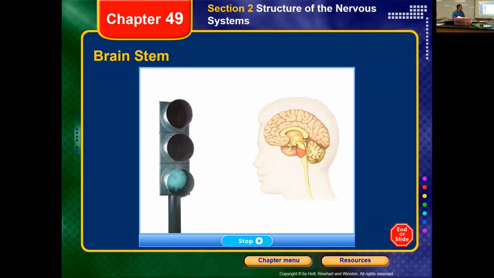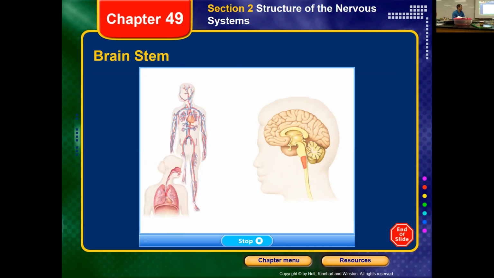The pons serves as a relay center between the cerebral cortex and the medulla oblongata, between the two hemispheres of the cerebellum, and between each side of the cerebellum and the opposite side of the cerebrum. The medulla oblongata, the lowest portion of the brainstem, links the rest of the brain with the spinal cord. It also controls various homeostatic activities such as heart rate and breathing.